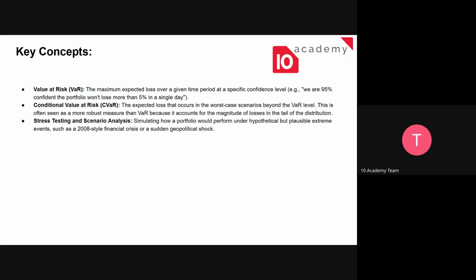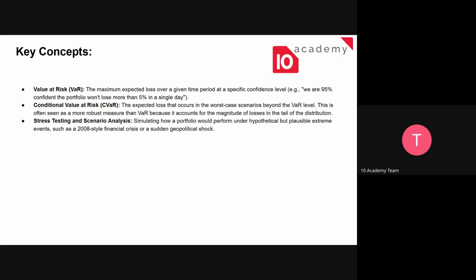The loss that we're estimating is 5% in a single day. Conditional VaR is the expected loss that occurs in the worst-case scenario beyond the VaR. At the VaR level, we just put our expectations: any loss within the number we have stated here is not going to surprise us, or it is expected. So we will try to put a strategy in place that can overcome this 5% loss, right?